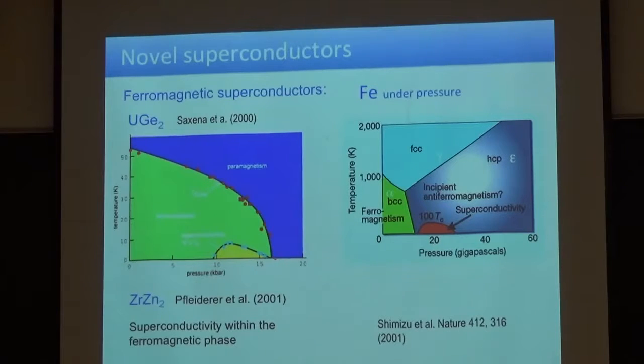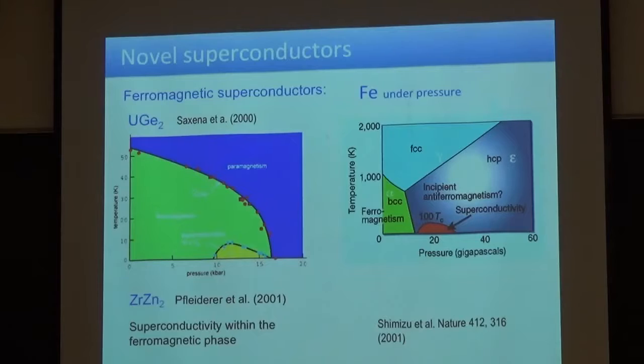That's the way people imagine it by theory, but the funny thing is here superconductivity shows up within the ferromagnetic state. It's something rather unexpected, but superconductivity can cope with it. Also, there is another compound, zirconium zinc 2, which has a similar feature.